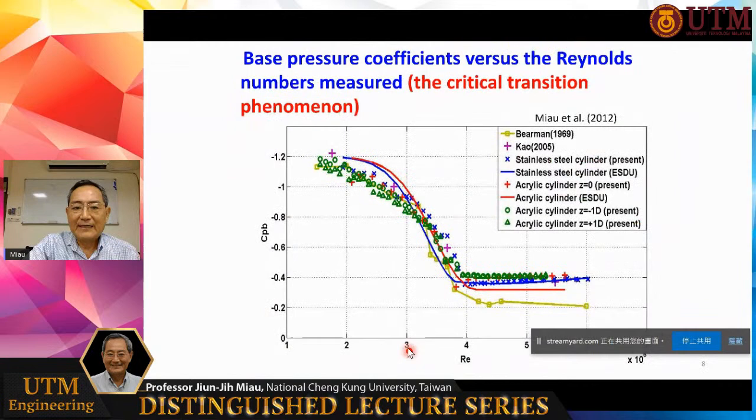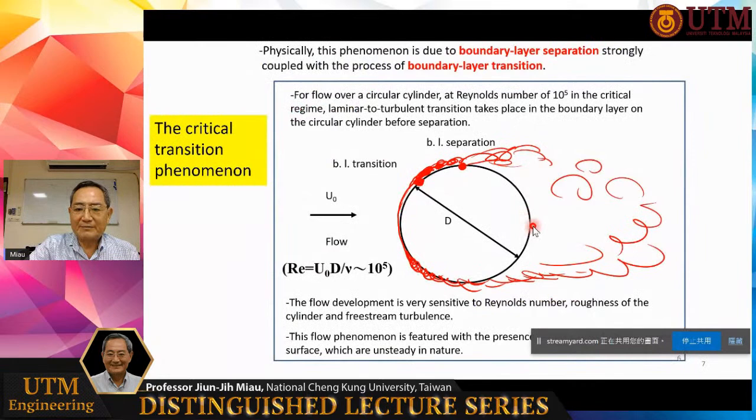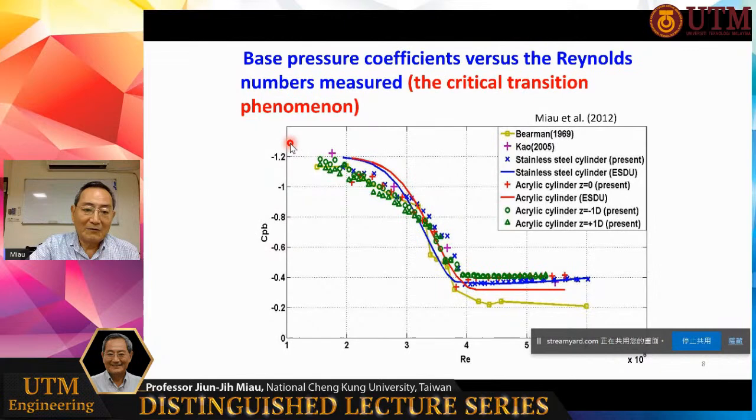Speaking of this, here is a plot to indicate the critical transition phenomenon. On the vertical axis is the base pressure coefficient. Let me explain. The base pressure is the pressure measured at the rear end of the circular cylinder, normalized relative to the free stream static pressure. You can see that this indicates how low the base pressure can be. The pressure coefficient is minus 1.2 at a Reynolds number of, for instance, 2 × 10⁵. So that's in the subcritical range.